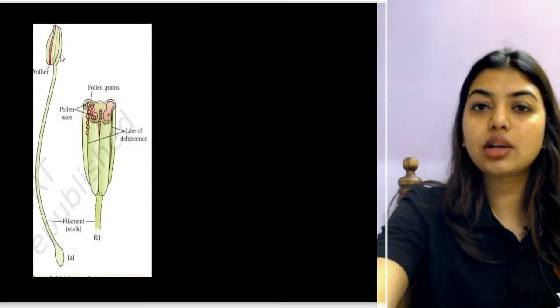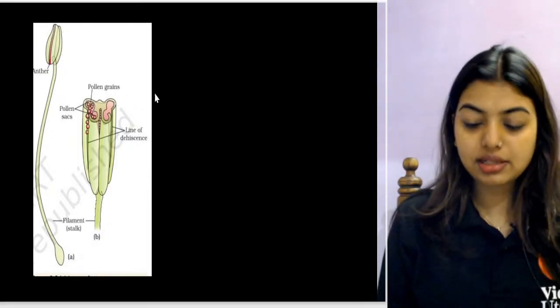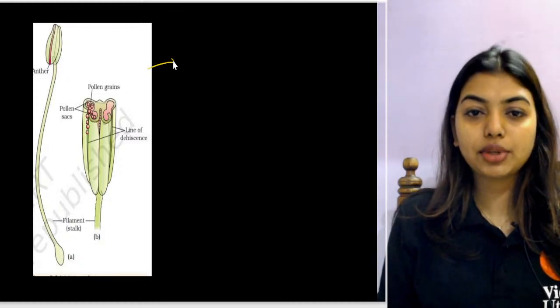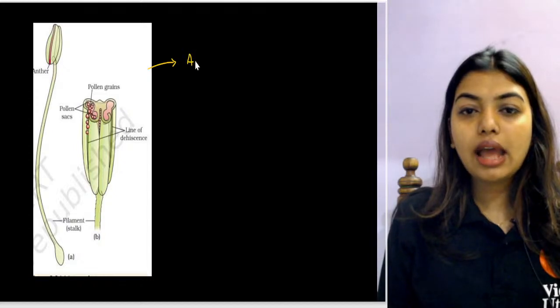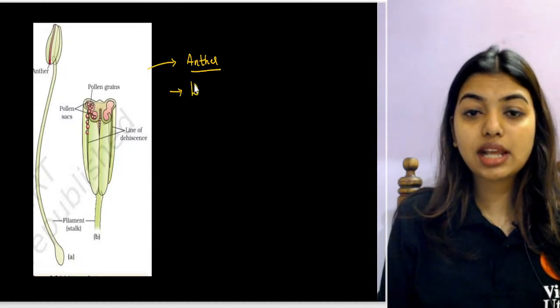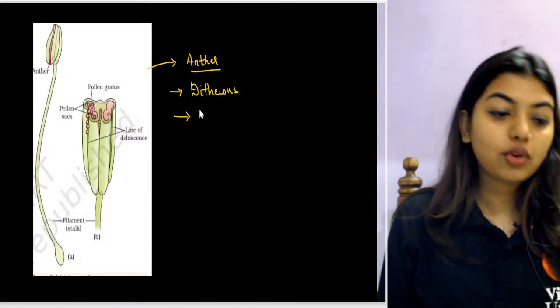So students, this is how an anther looks, and this is one of the very important concepts of your chapter as well. Anther formation. You have to remember a lot of things about this anther. That is, this is dithecous. I've explained in yesterday's class about dithecous.